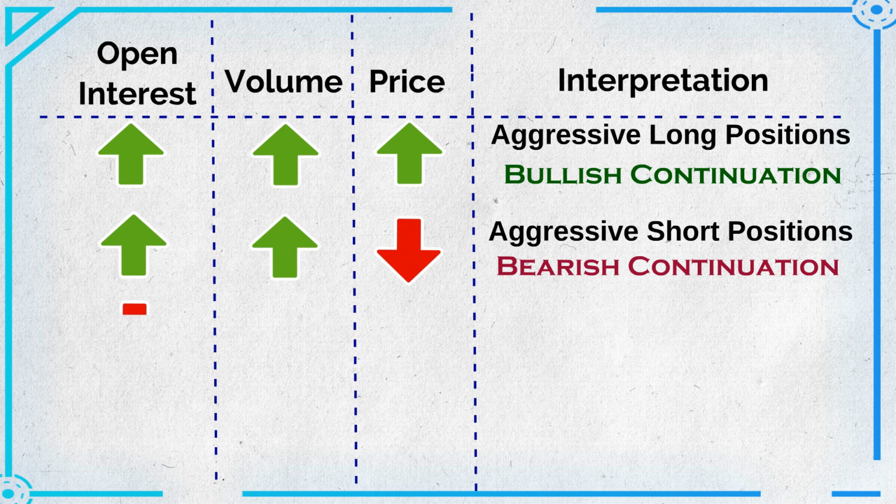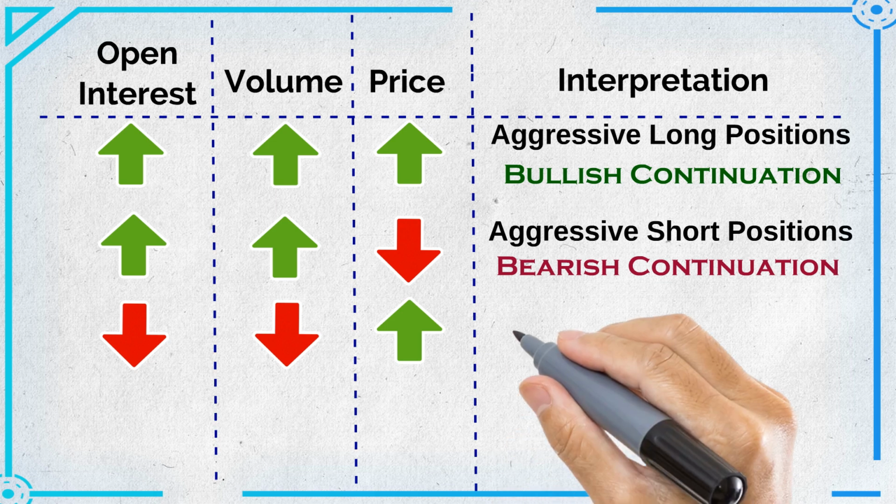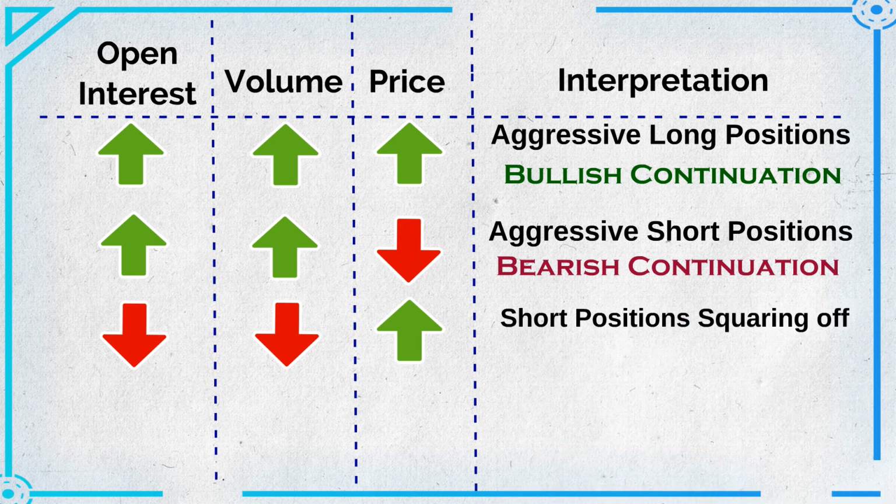Third situation, open interest falling, volumes falling, but price is rising. What may this mean? Market participants are exiting from their positions, that is, they are squaring off their positions, and price is rising at this time. So, can we say that bears are squaring off their short positions? So, the rise in price is only due to short covering.